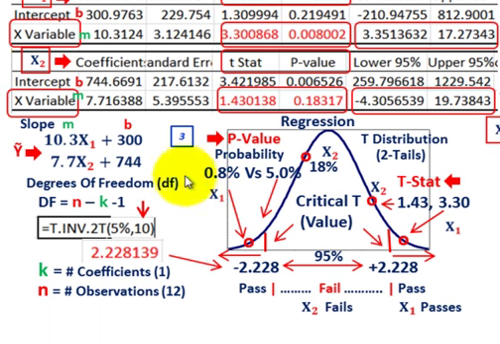So the first thing we have to do is go back again and determine our degrees of freedom here. We have to determine what those are. So the degrees of freedom, and then it's going to come into our Excel equation here.